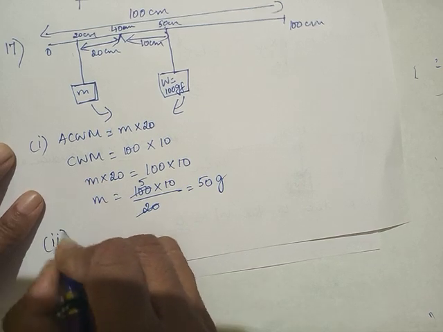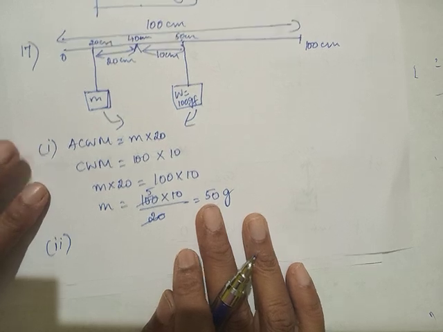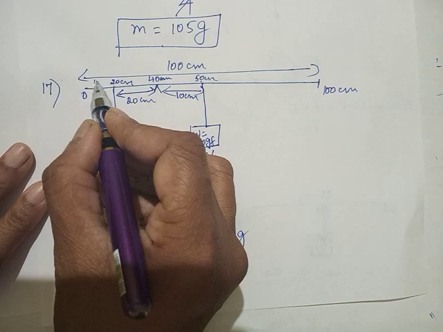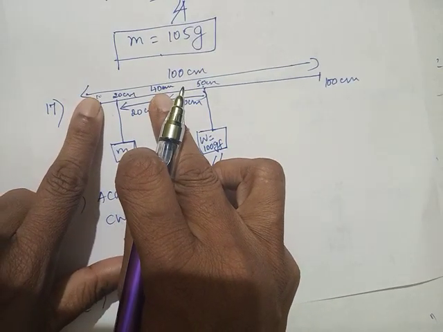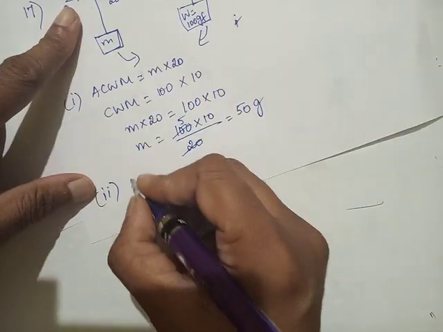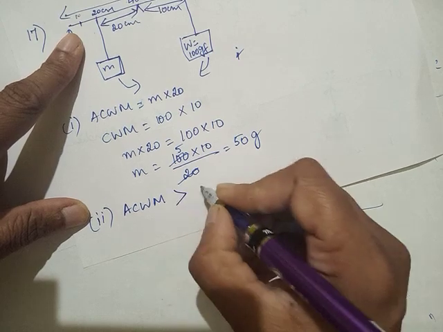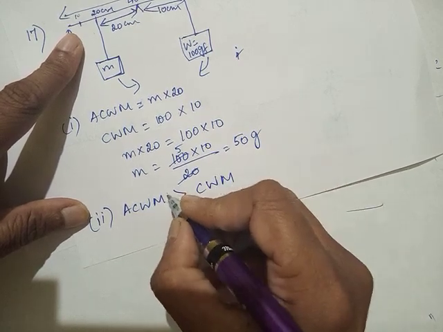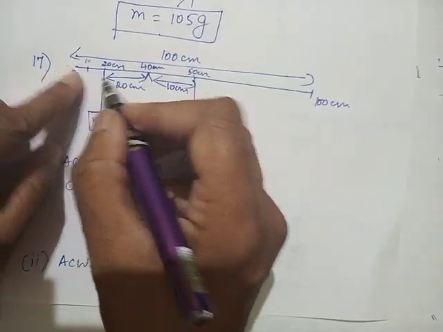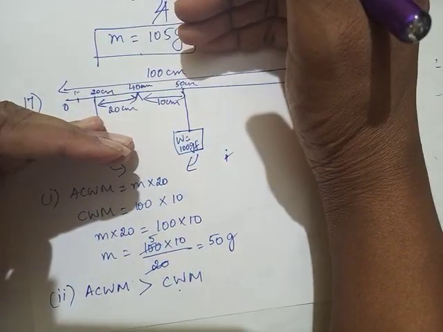Second part, to which side the rule will tilt if the mass is moved to the mark 10 centimeter. If you're going to shift this to 10 centimeter, so what will happen? This distance will increase. Therefore, this moment will increase. So, anti-clockwise moment will be greater than clockwise moment because it will increase. So, what will happen? This will be more. So, it will tilt like this, right? This part will come down, this part will go up.